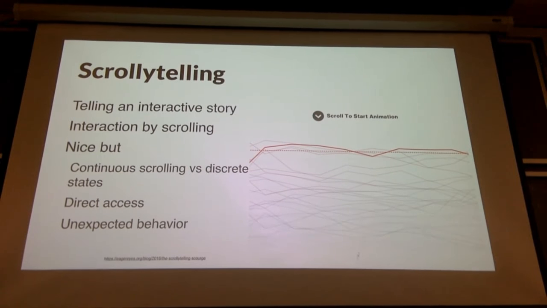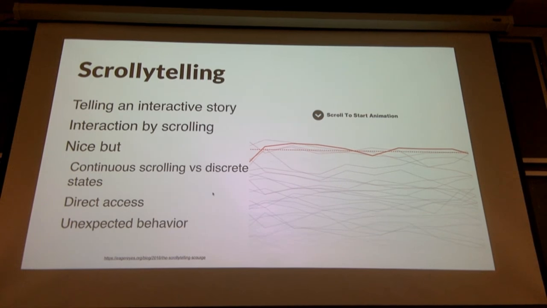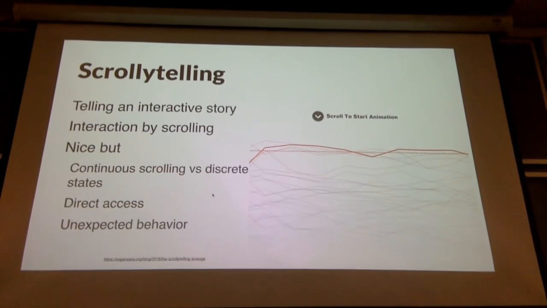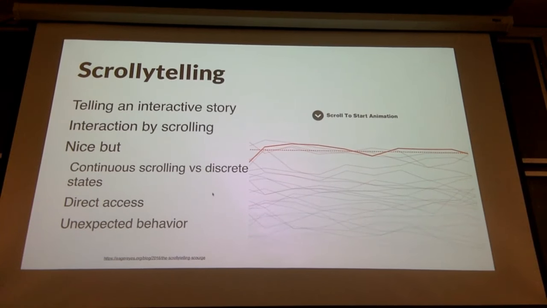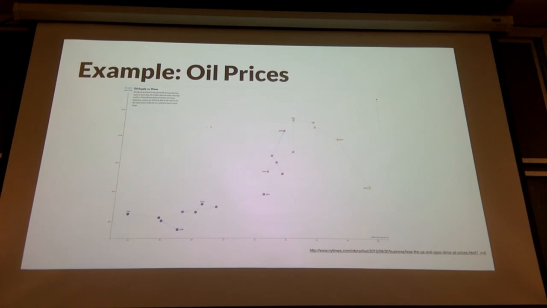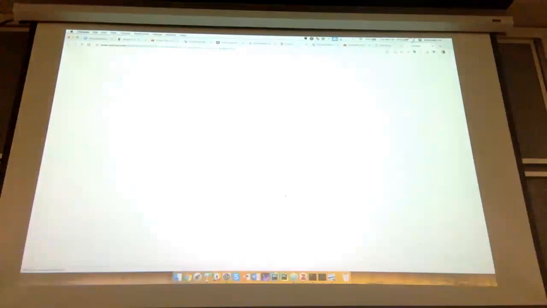There are a couple of things that you have to be mindful of. Do you do continuous scrolling versus discrete states? Do you provide direct access to later states? And something that you see, especially in early storytelling things, is that you do something unexpected that doesn't really fit the mental model of people that use storytelling. So I want to show you two storytelling examples.